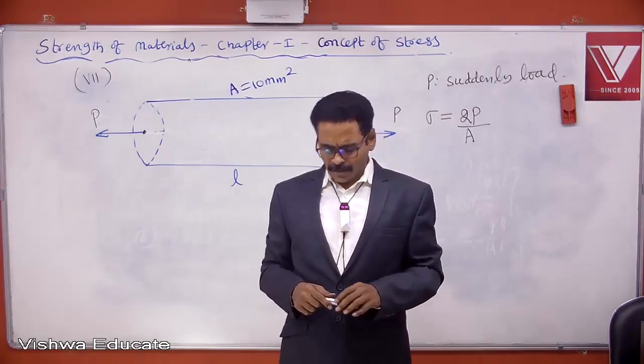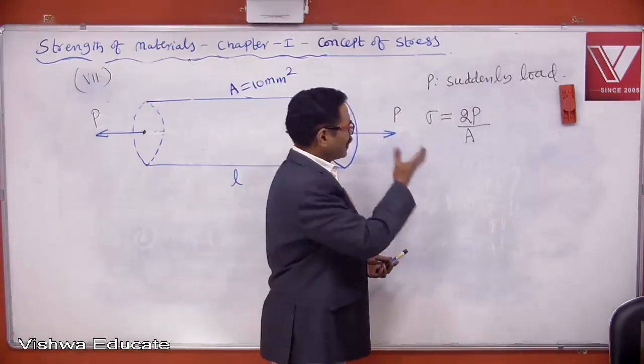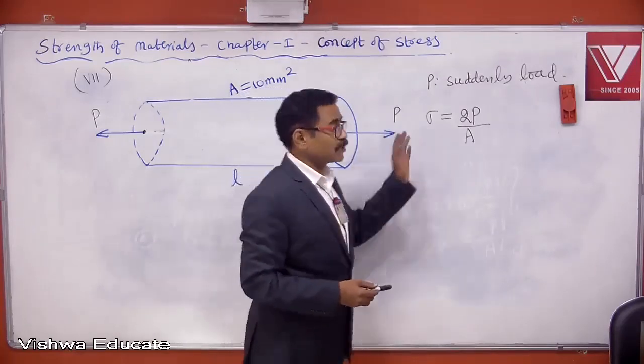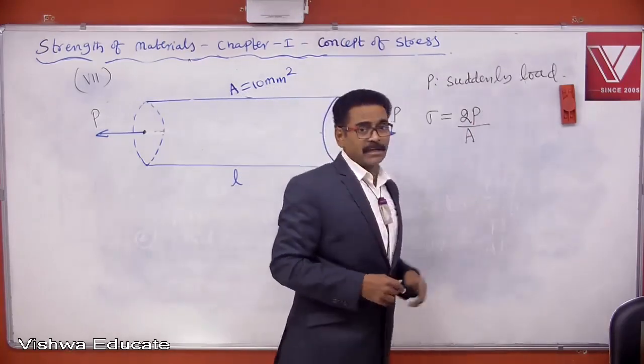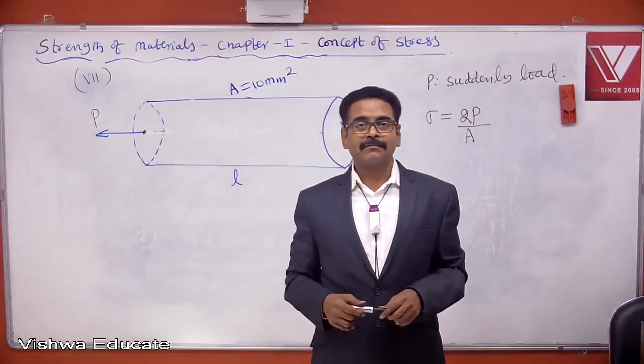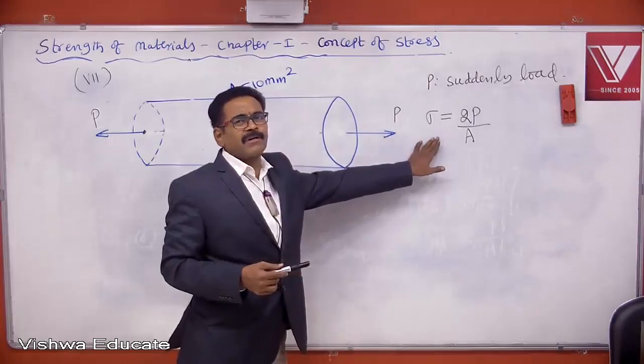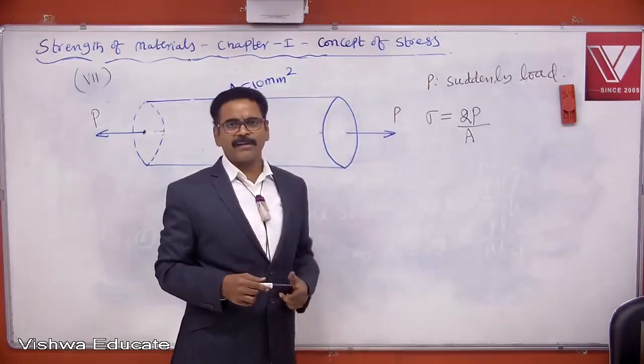So you have to understand like this. When load is gradually applied, stress is P by A, but when load is suddenly applied, stress will be 2P by A. There is one derivation behind it. I am not saying it blindly. In coming sessions you may learn it.